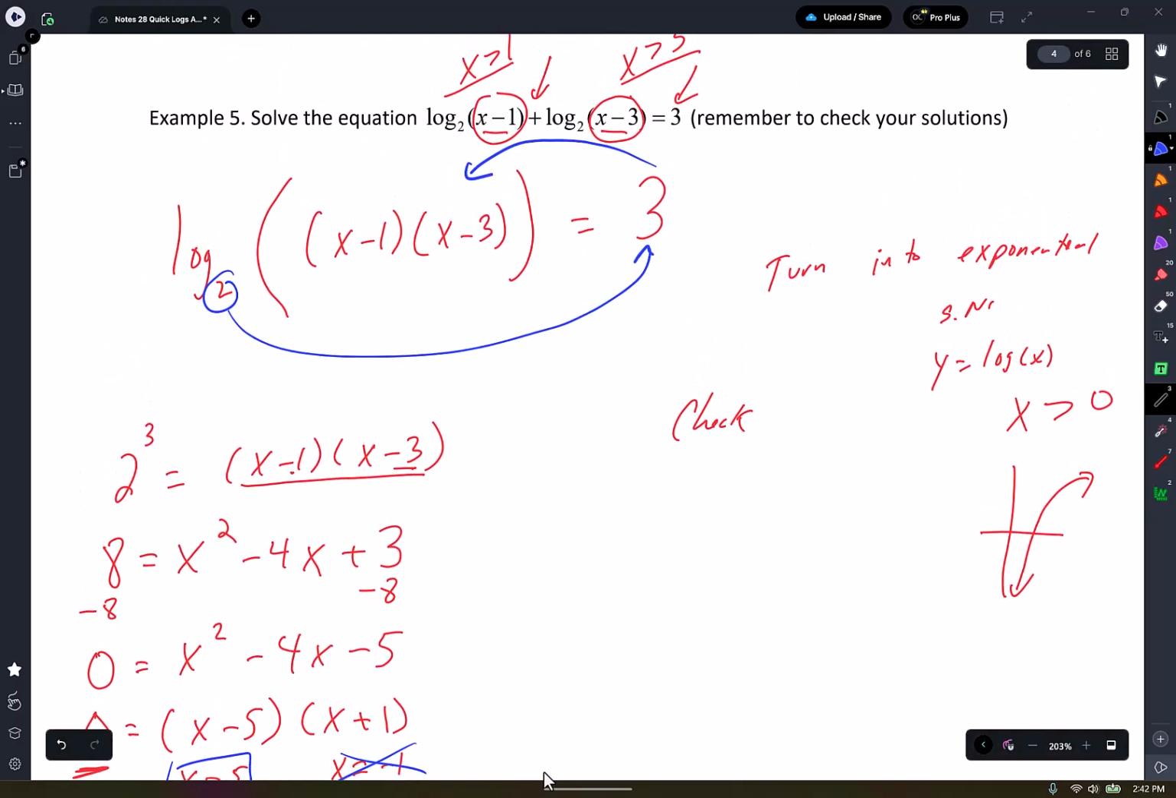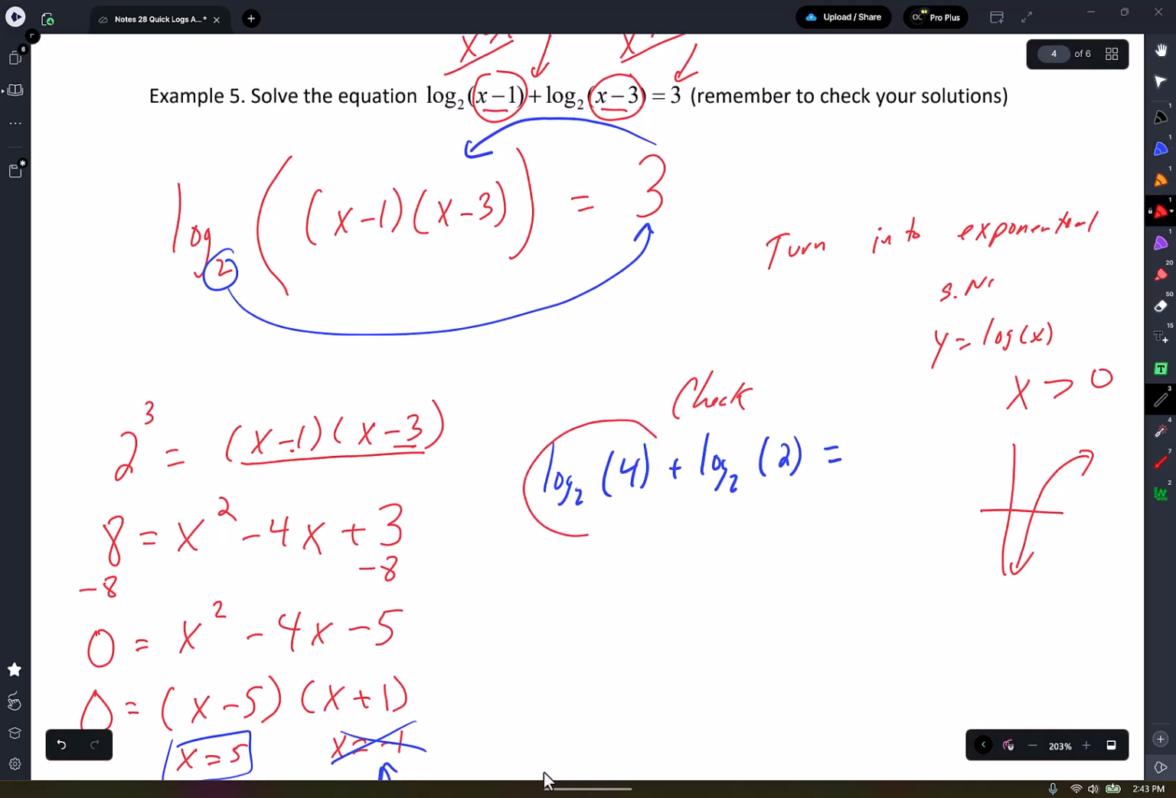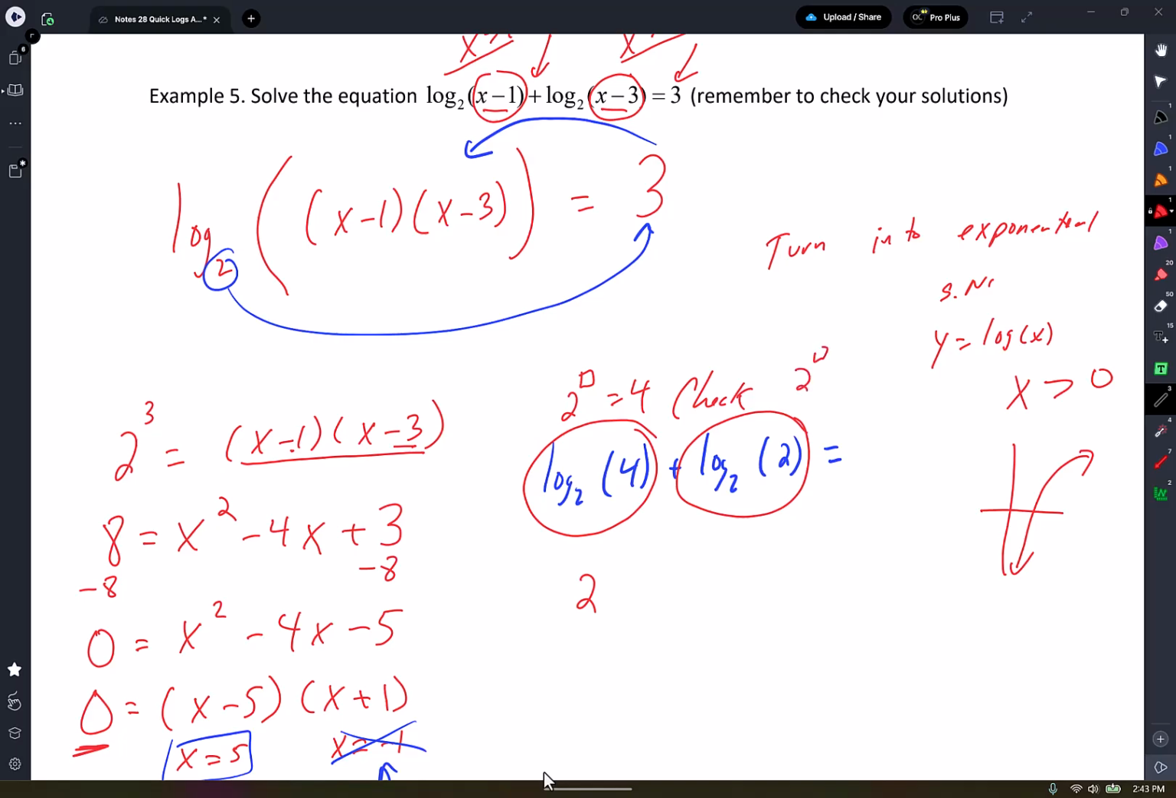So let's see if this is true. Log base 2, and if I plug in a 5, 5 minus 1 is 4, plus log base 2, 5 minus 3 is 2. Let's see what that equals. Remember what this means, guys. This means 2 raised to what power is 4? 2. And this one here means 2 raised to what power is 2? What number is that? 1. What's 2 plus 1?